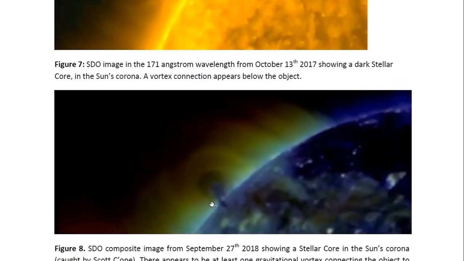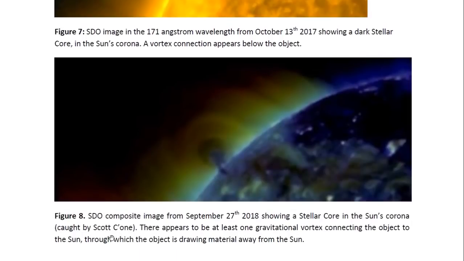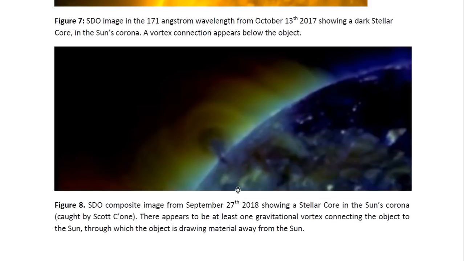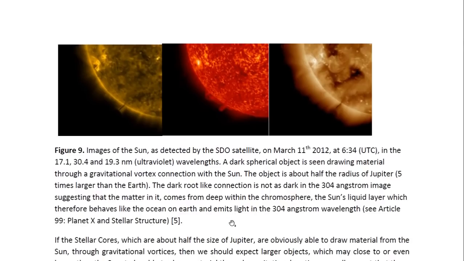And here's another one of these objects, a recent capture of Scott Sion's, and we can see this seems to be quite a small object, and we can see the gravitational vortex that's connecting the object to the sun and through which it is drawing material from the sun.